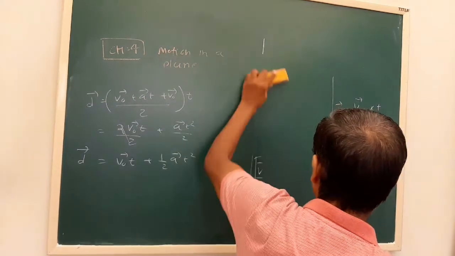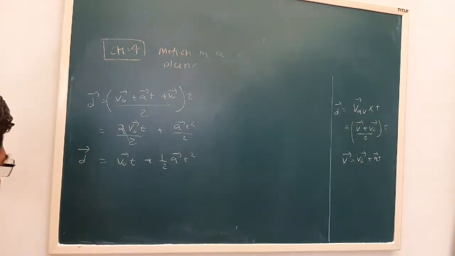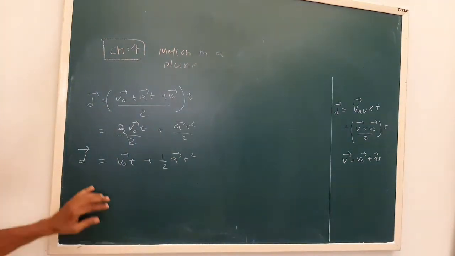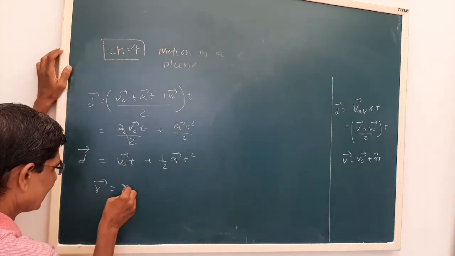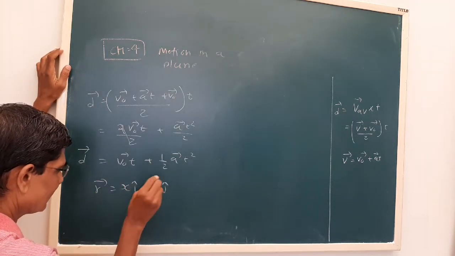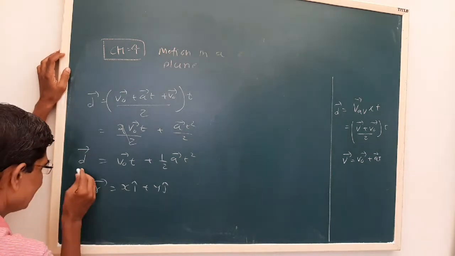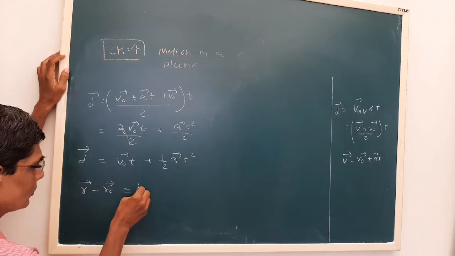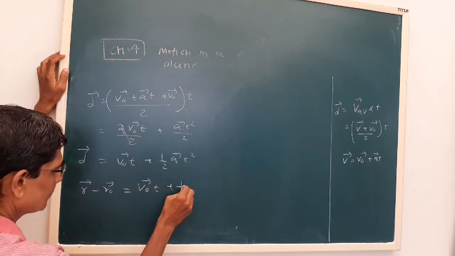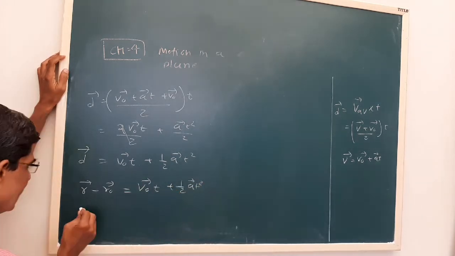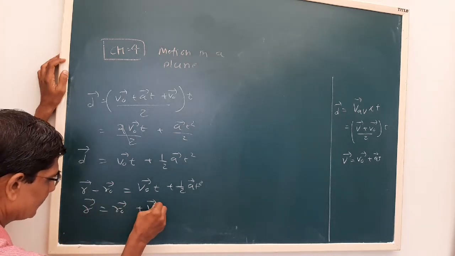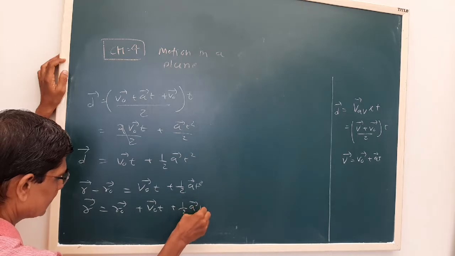Now displacement is a vector quantity. So it will have components, just as we used to write r is equal to xi plus yj. Displacement here is r minus r0 is equal to v0 t plus 1 by 2 at square. Now r is the final position, r0 is the initial position.